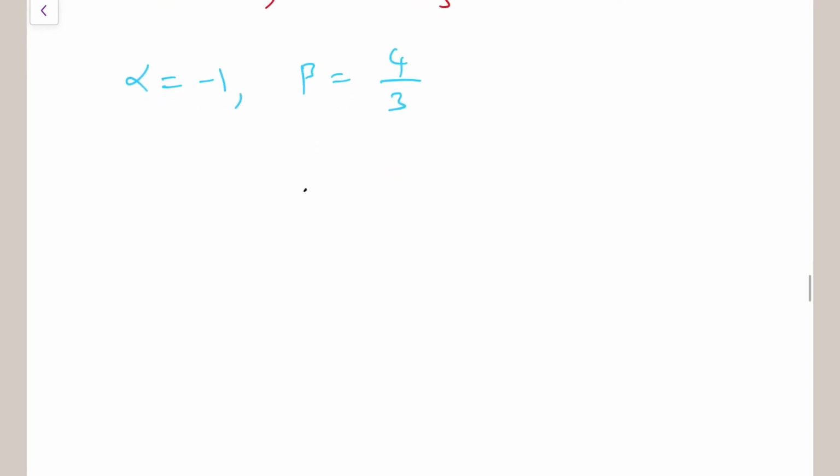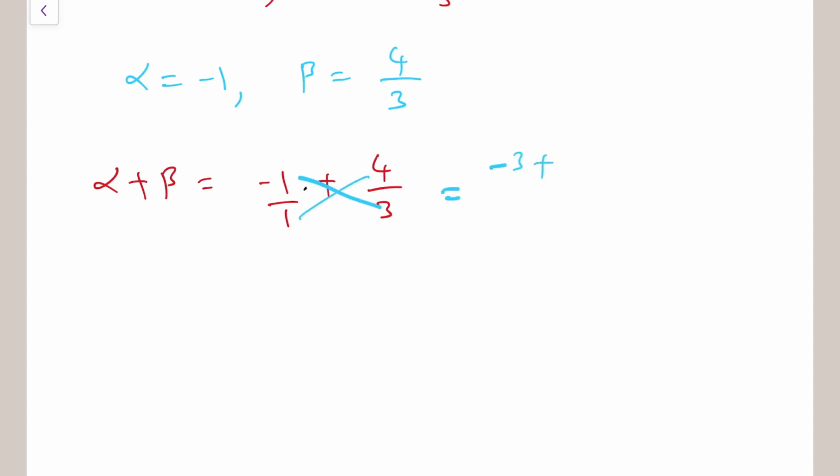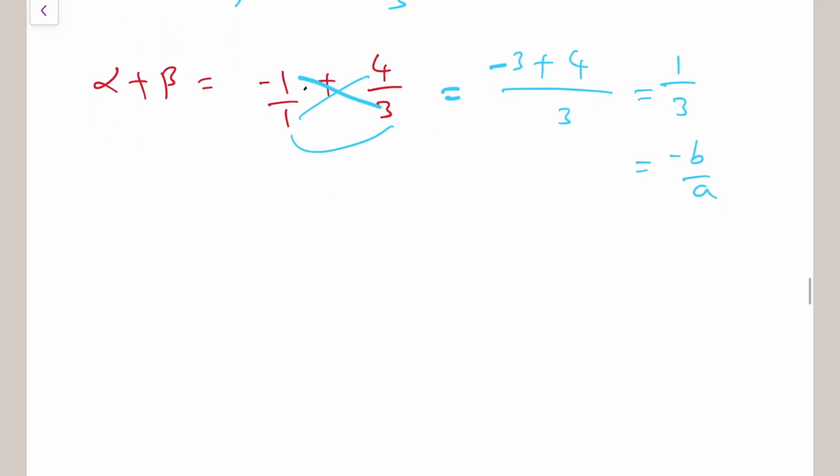Let us do the sum of the zeros first. Alpha plus beta equals, alpha is minus 1 plus beta is 4 by 3. Minus 1 can also be written as minus 1 by 1, for easy calculation I am writing that. Minus 1 into 3 is minus 3, plus 1 4s are 4, divided by 1 3s are 3. 4 minus 3, 1 divided by 3. So that makes it equal to minus b by a. So the sum of the zeros we got as 1 by 3.